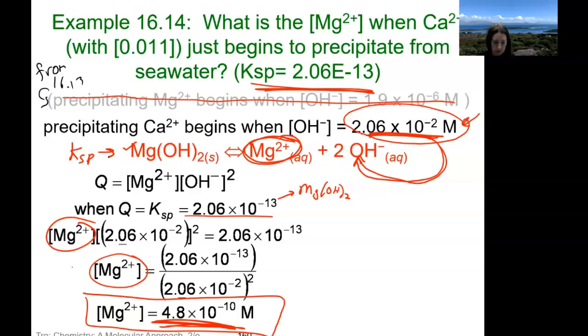Why'd you cross out the precipitating Mg2 plus begins when OH, the 1.910 times 10 to the negative 6? Oh, we just didn't need it. That's just like extra information. That's why I crossed it out. It doesn't help us with this problem. It's just like nice to see. Any other questions on this?